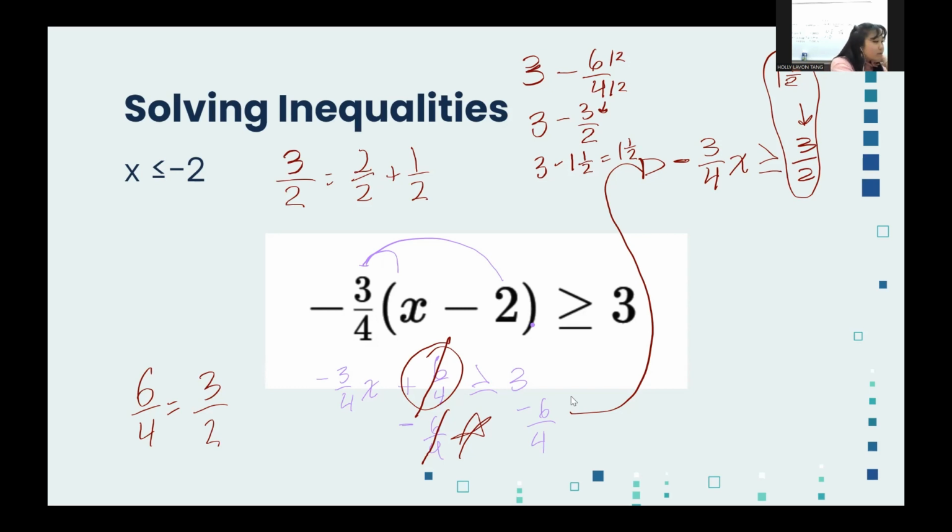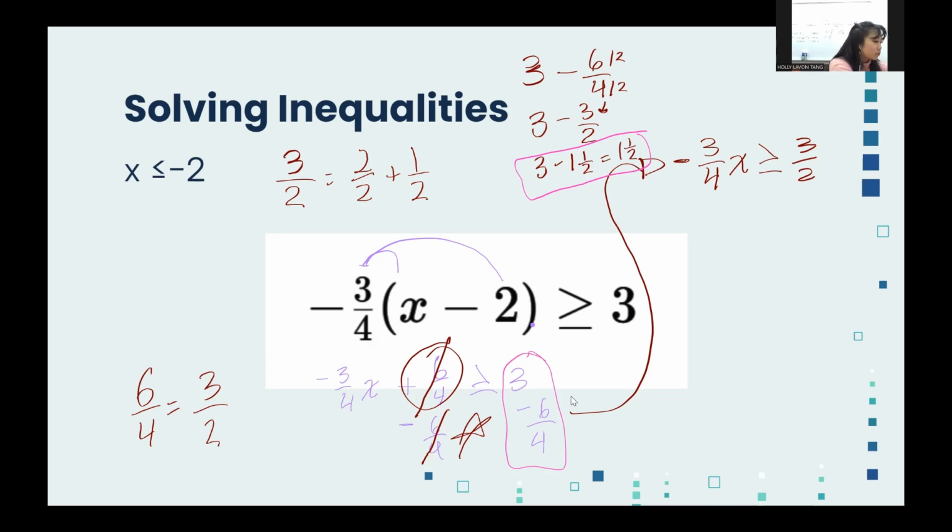So let's do in our pink, right? This step right here, they're both the same. Oh, okay, sorry. Never mind. All right, great. So now that we have that, we can divide both sides or multiply both sides.